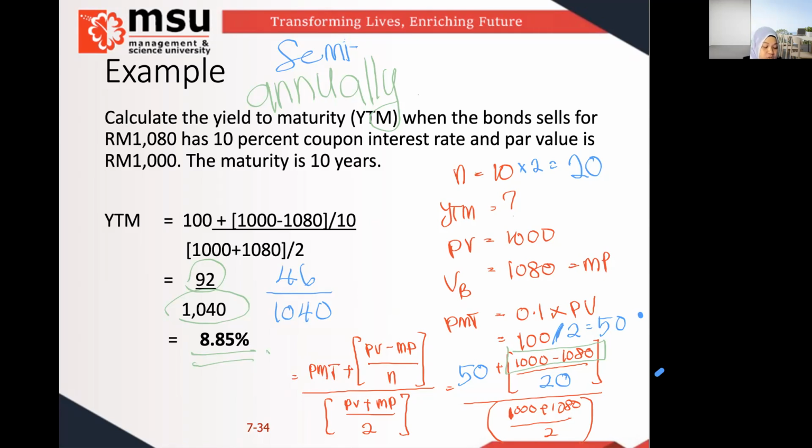So 46 divided by 1040 equals 0.04423076923, infinity. So we just take it to 4 decimals, which is 0.0442. So convert into percentage, so the answer is 4.42%. So it is semi-annually.